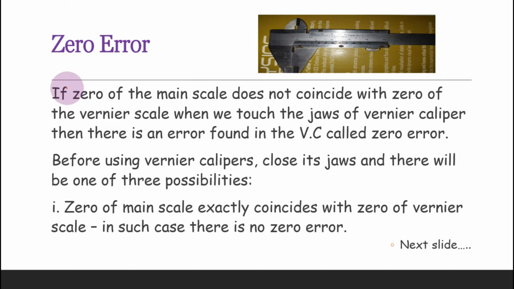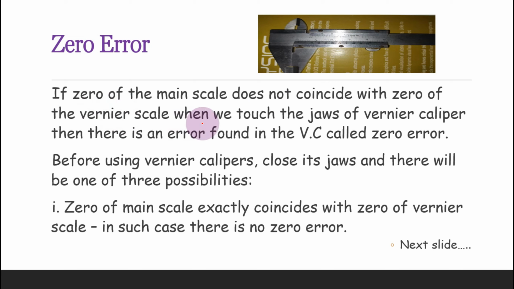Now if zero of the main scale does not coincide with zero of the vernier scale when we touch the jaws of the vernier caliper, then there is an error found in the vernier caliper called zero error. Before using vernier calipers, close its jaws, and there will be one of these three possibilities. In this case, there was no zero error, but it can be negative zero error, it can be positive zero error.